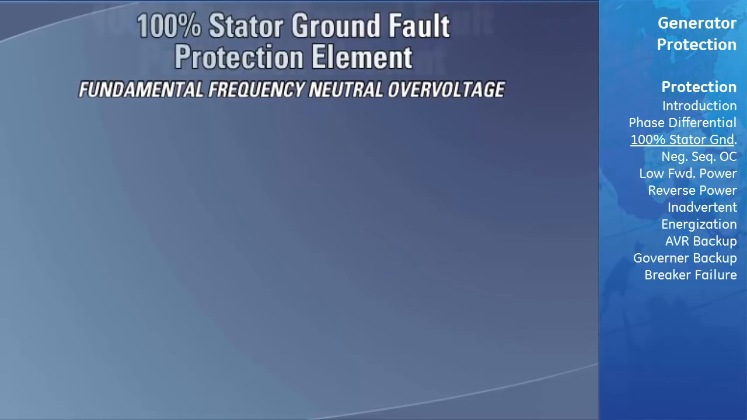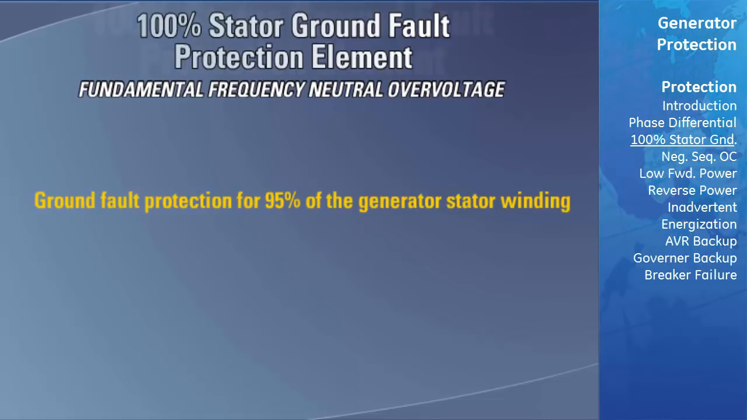A standard fundamental frequency neutral overvoltage protection element can provide ground fault protection for 95% of the generator stator winding. In case of ground faults in the final 5% of the winding, there will be such a low fault current or such a small imbalance in voltage that conventional protection cannot reliably detect it.